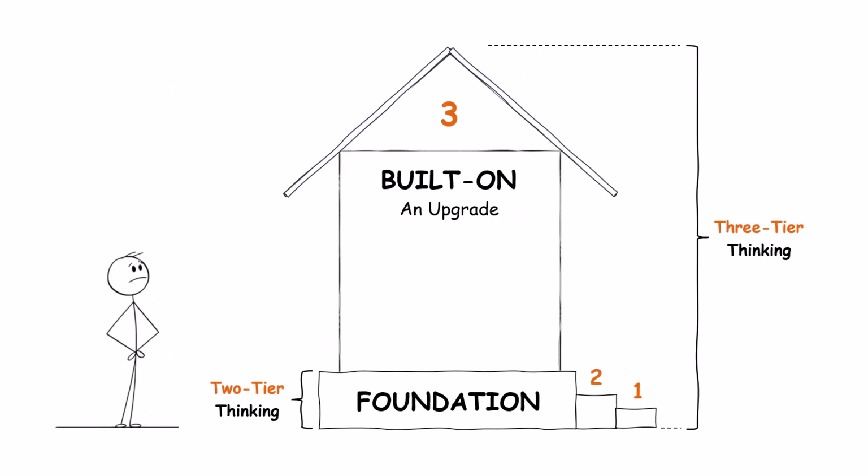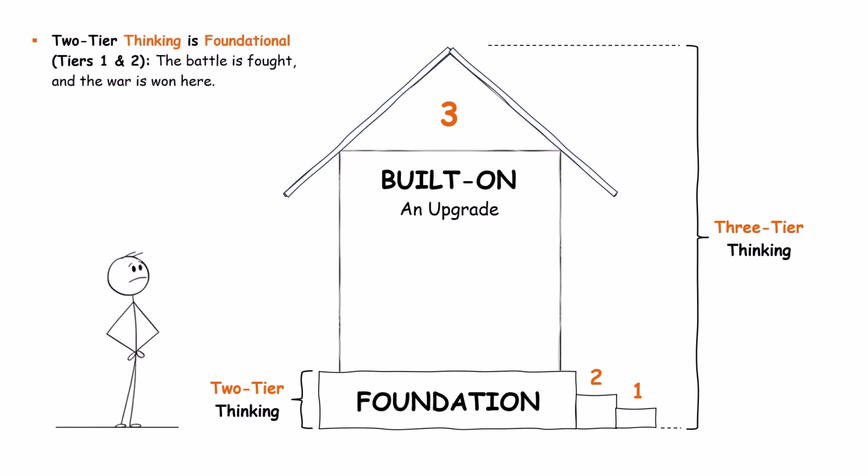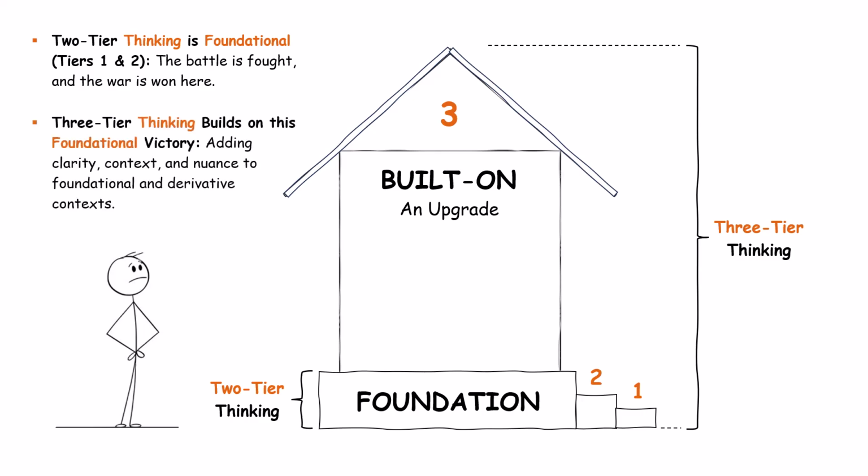At this stage in our understanding of mind mapping and two- and three-tier thinking, it's impossible to overstate the importance of the foundational nature of two-tier thinking. Moving forward, everything hinges on understanding these two key concepts: The first of which is, two-tier thinking is foundational. Tiers 1 and 2, this is where the battle is fought and the war is won. And the second of which is, three-tier thinking builds on this foundational victory.